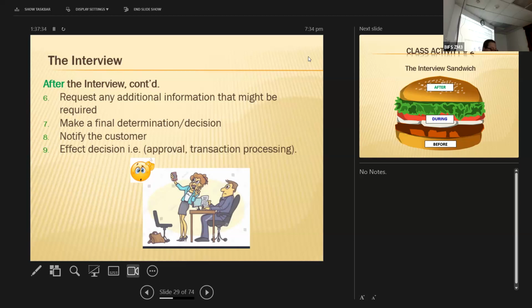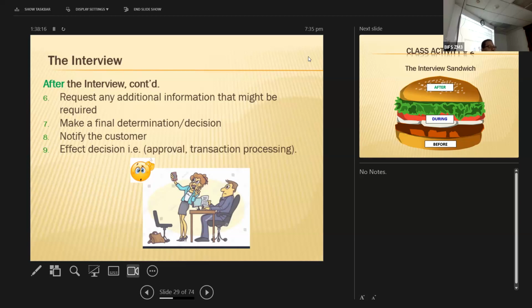Once a decision has been made to approve, modify, or decline a loan application, or whatever the type of query involved, you want to notify the customer of the bank's decision. So if the loan has been approved, you want to say, the loan application has been approved, or the loan application has been declined, or the loan application has been approved subject to some additional conditions. Okay.